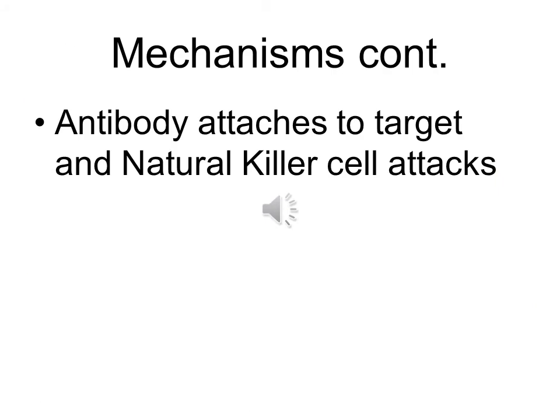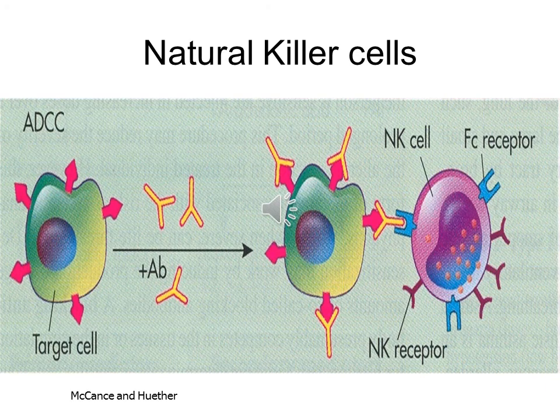A third mechanism is that the immunoglobulin G antibody will attach to the target cell, and the natural killer cells will bind to the crystalline fragment receptors on the target cell. Here you see that happening. The antibodies have attached to the target cell, and the natural killer cells are attaching to the crystalline fragment at the end of the antibody.